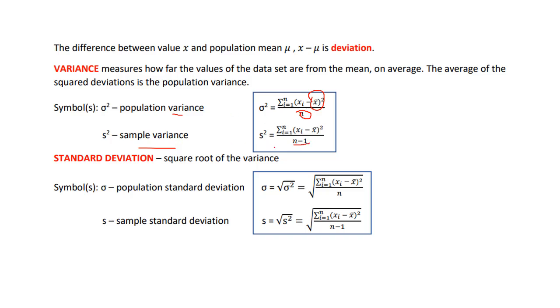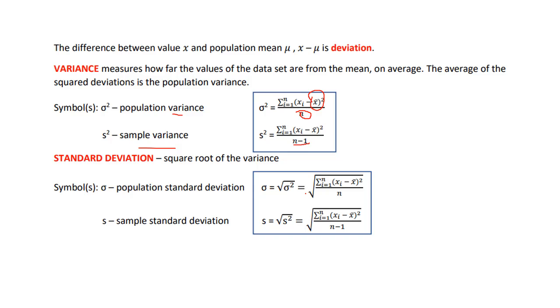And then we have standard deviation, which is the square root of the variance. Here sigma is the population standard deviation and S is the sample standard deviation. It is the square root of the variance, that is, the square root of sigma square is sigma. So again the formula is known, and we can just put a square root and get the value for population standard deviation and sample standard deviation.